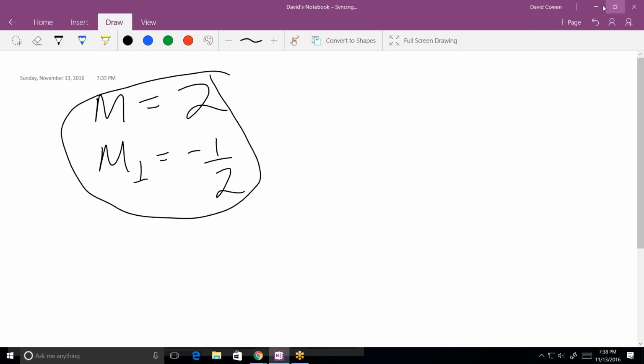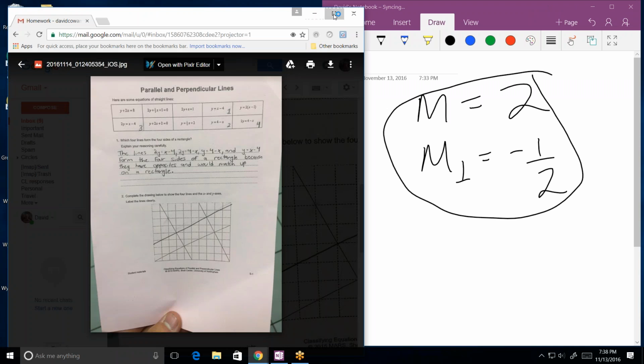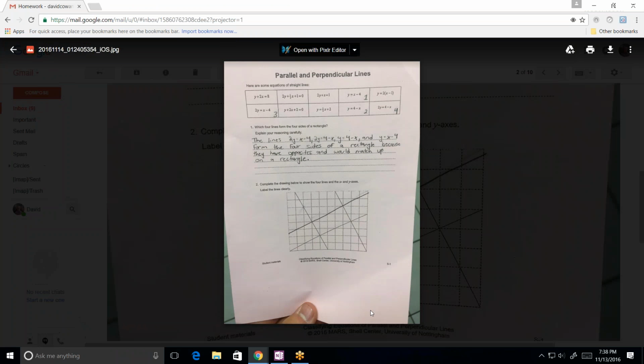So the key to problem 1, hold on a minute. You know, see, now I can't blow it up. Interesting. Well, the key to problem 1 is to figure out the slopes of each of these 10 equations. Is that what you've done? That's what these numbers are here? No, they're not. So, no, I didn't solve them.